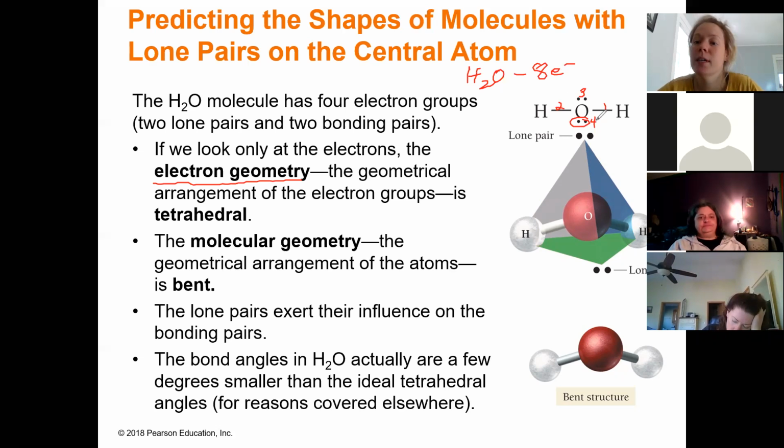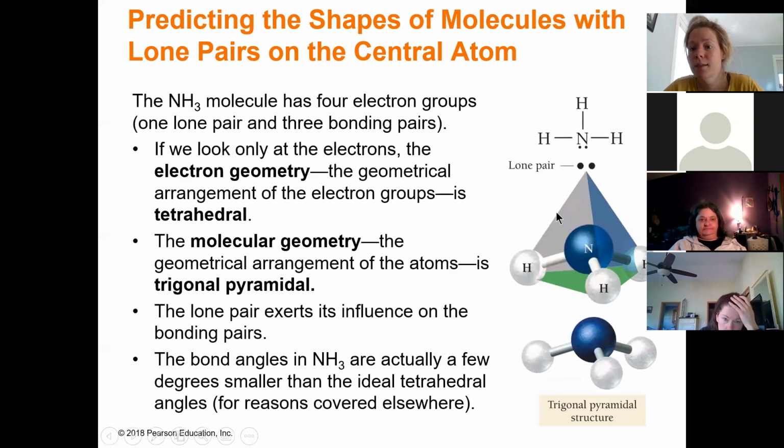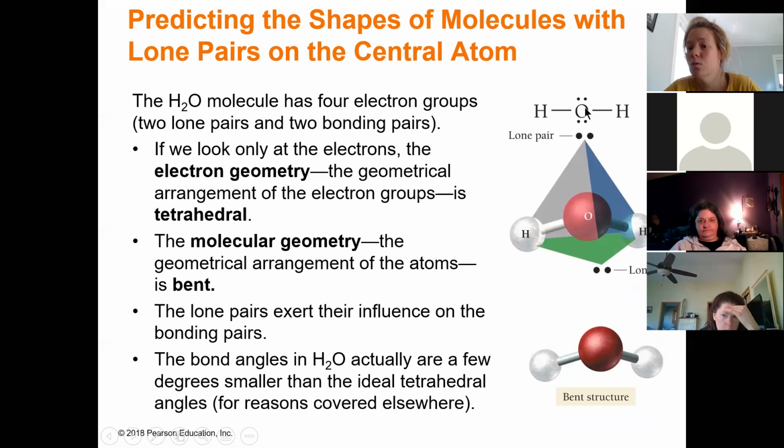So yes, double bonds we count as one electron group, but two lone pairs, we don't count those as one electron group. We would actually count those separately. So four electron groups means that the electron geometry of water is tetrahedral. It's the same electron geometry as this. What's the difference here though? This has three atoms to pair off. How many does this have? This only has two atoms.